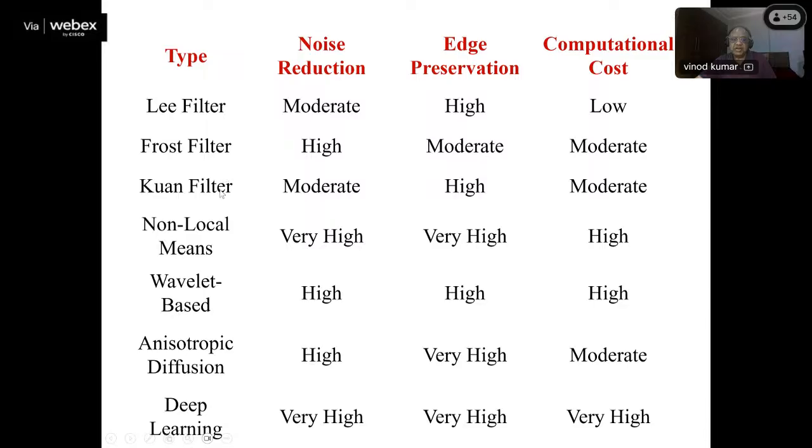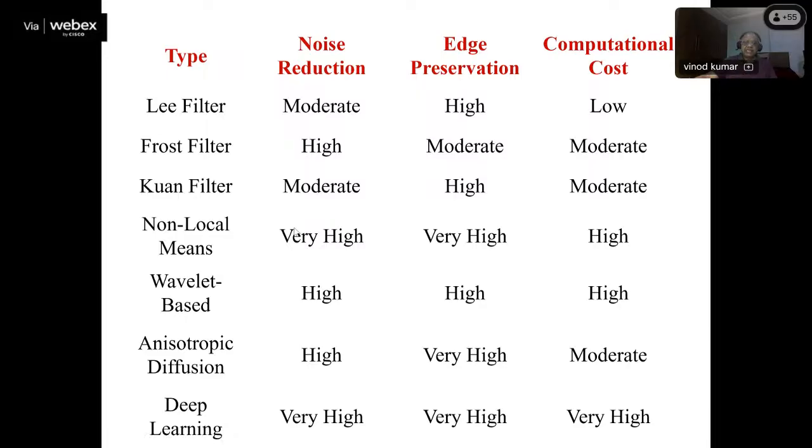For the Frost filter, the Kuan filter, all these filter studies were done, and we found that wavelet is quite good. The local mean filter is also reasonably good, and isotropic is also reasonably good. But we found that the results we got from the anisotropic diffusion filter were most acceptable to the medical practitioner.